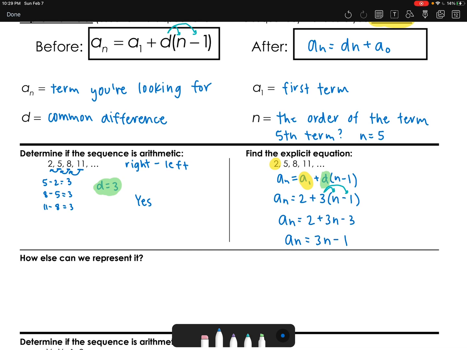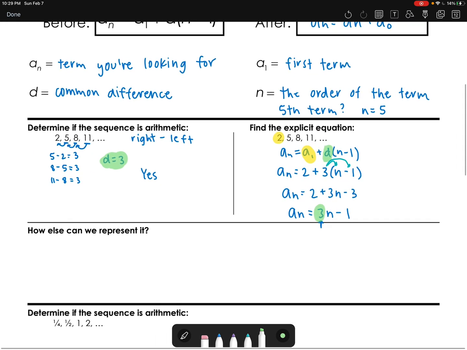And so if you look again above, earlier in the notes, we wrote a sub n equals dn plus a sub 0. We can see that our 3 shows up here in front of our n, and so when your explicit equation is completely simplified, you see your common difference being what's multiplying by your n. And then this term at the end, this negative 1, well, I want you guys to think about that for a second. What could this a sub 0 mean? And so look at this next part of the notes here, and how else could we represent this sequence?